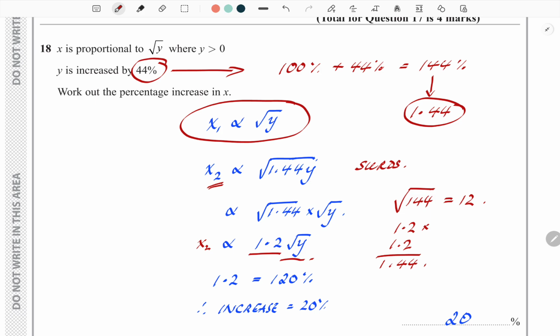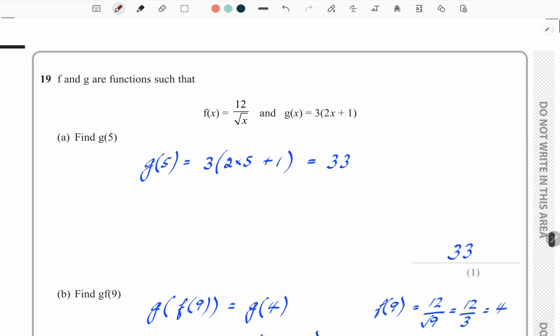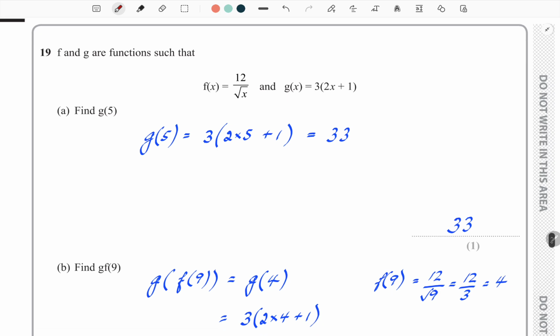Now, using my percentage to decimal calculation backwards, the 1.2 is the same as 120%. So therefore, the increase is effectively, let's put this, 120 minus 100 equals 20. All right. The increase is 20%. So I hope that particular one has made sense. Right. Number 19. Functions f and g are given. And they want, first thing, part A, g of 5.